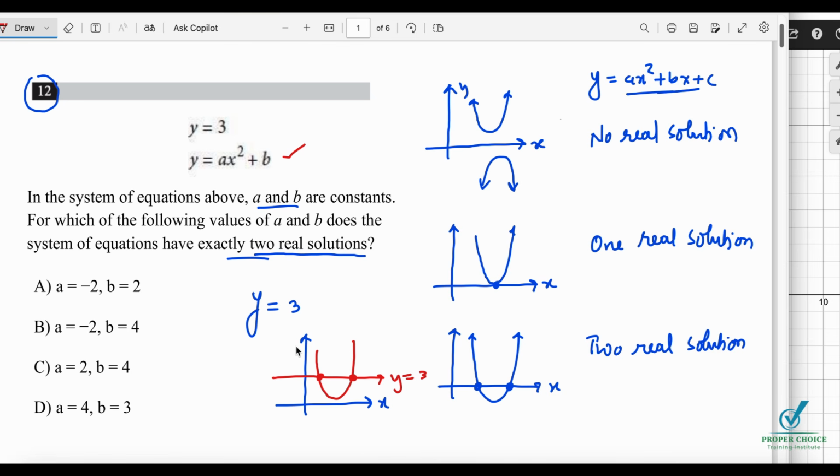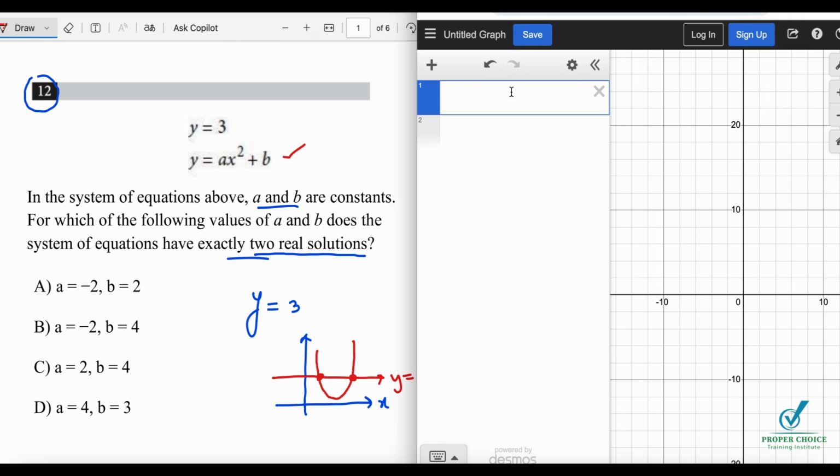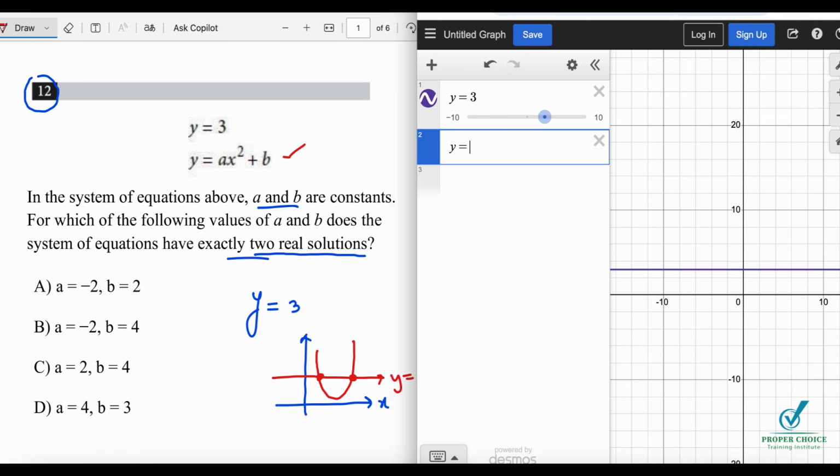Now what would be your role? You have to type these equations into Desmos and check. Let me show here. y equals 3 is a line which is parallel to the x-axis. Next, y equals, now rather than adding sliders for both a and b, what you can do is choose the values of a and b carefully from the options. In the first case, the value of a is negative 2 and the value of b is positive 2. You can substitute negative 2x squared plus 2.